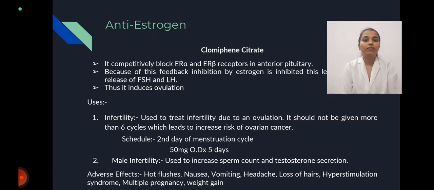It should be given on the second day of the menstrual cycle, 50 mg once a day for 5 days. It can also be used in male infertility, to increase the sperm count and testosterone secretion. The adverse effects of this drug are hot flushes, nausea, vomiting, headache, loss of hair, hyperstimulation syndrome, multiple pregnancy and weight gain.